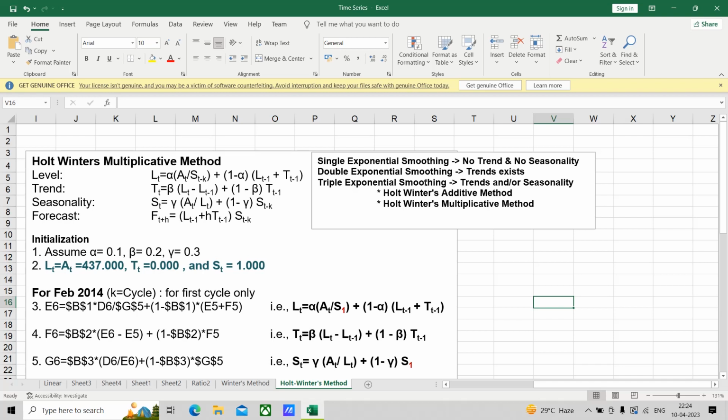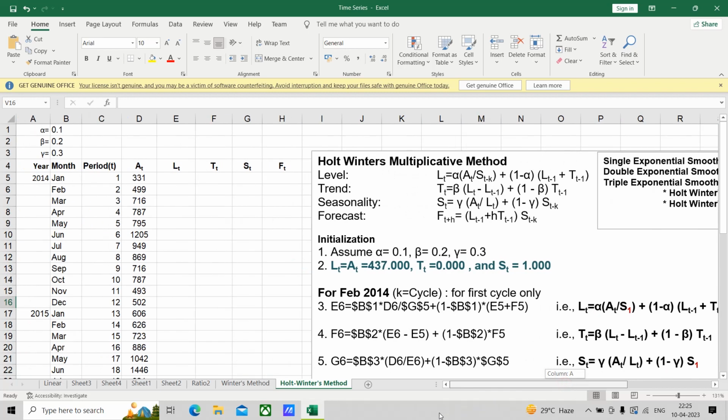And this triple exponential smoothing method has been implemented in Holt-Winters method. This Holt-Winters method is divided into two different parts: Holt-Winters additive method and Holt-Winters multiplicative method. Here I have discussed only Holt-Winters multiplicative method. For this I have taken some data, and that data is shown here.